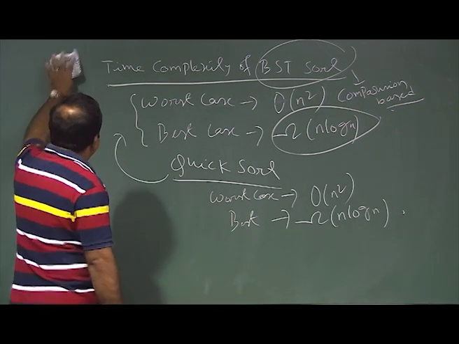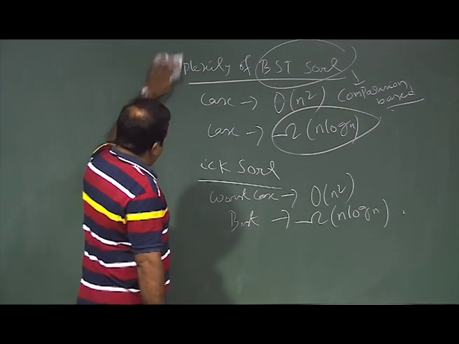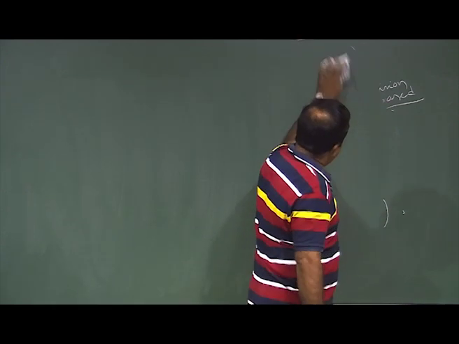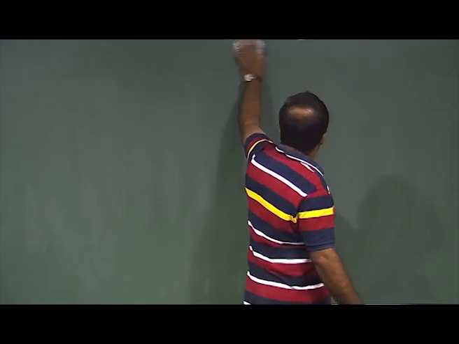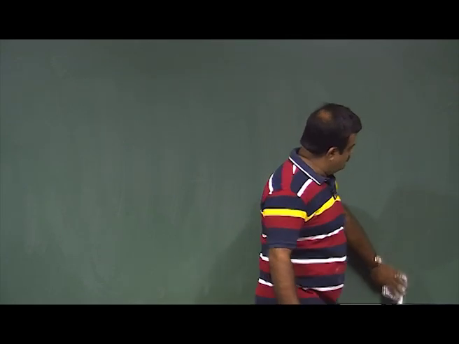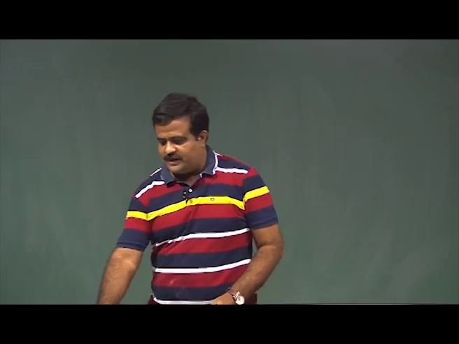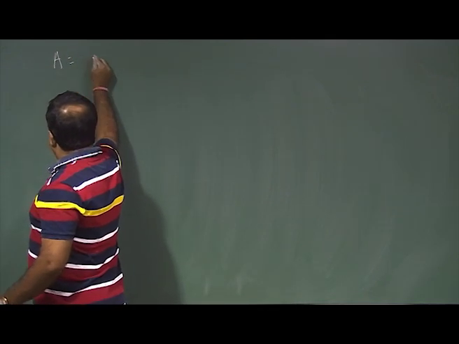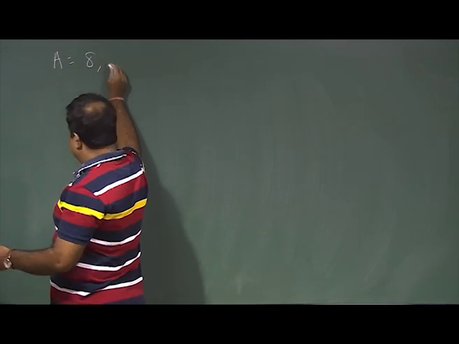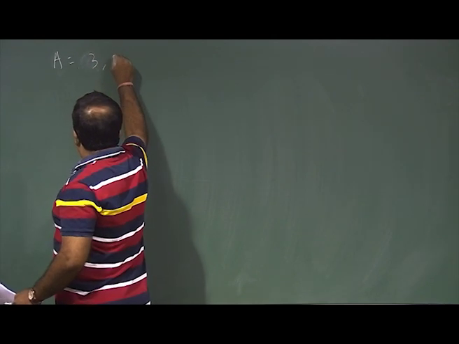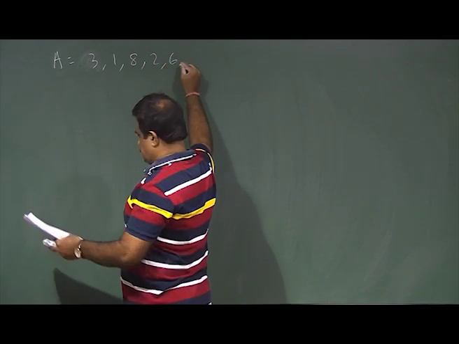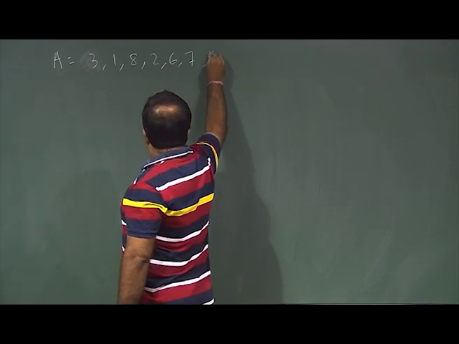To see that, let us take the example again, and we will see that we are doing the same number of comparisons in quick sort and BST sort. So, let us take that same example, array A: 3 1 8 2 6 7 5.